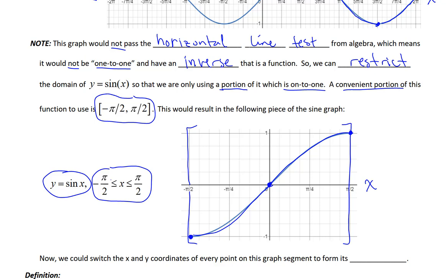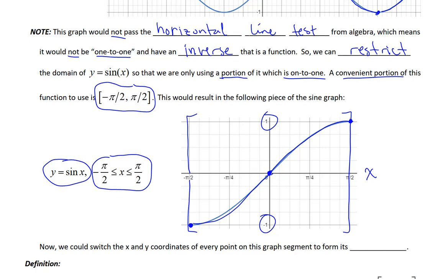The range that we get as a result of that is also demonstrated here by the lowest and highest values being shown, so that you can see it goes from negative 1 all the way up to positive 1 vertically. All right, so we're going to, for convenience, use only that portion of the sine graph.